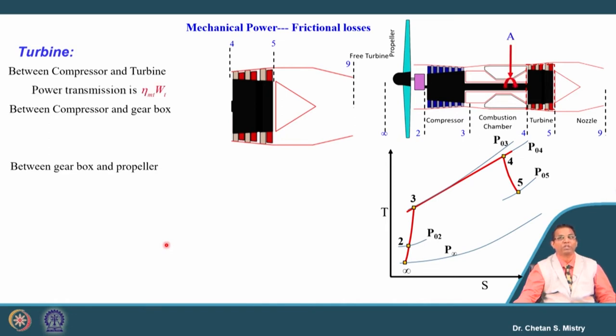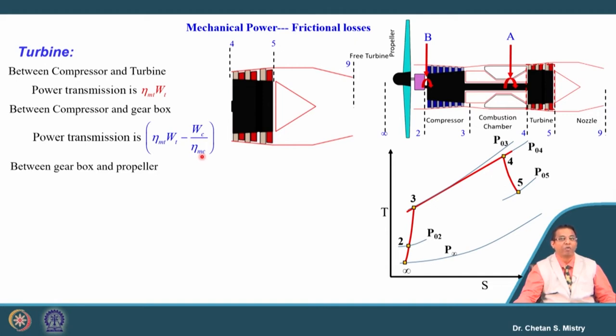Just look here, suppose I consider this is the station where I have the turbine and the compressor, connected with a common shaft. The power transmission we can represent in terms of the mechanical efficiency of the turbine times the work done by the turbine, which we are supplying to our compressor. Suppose I consider my next station, between my compressor and the gearbox. Then my power transmission will be the power we get from the turbine minus some amount of power that will be consumed in the compressor, and we represent this as compressor work divided by mechanical efficiency. Many times we consider only mechanical efficiency as a term. We have done this kind of calculation earlier also, where we consider mechanical efficiency between the compressor and the turbine.